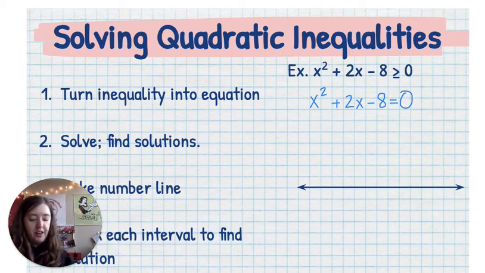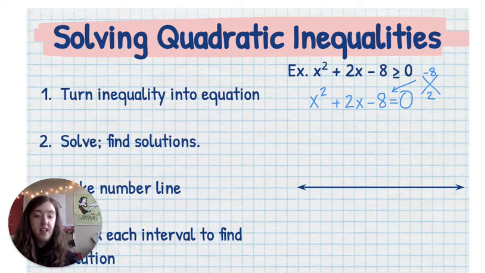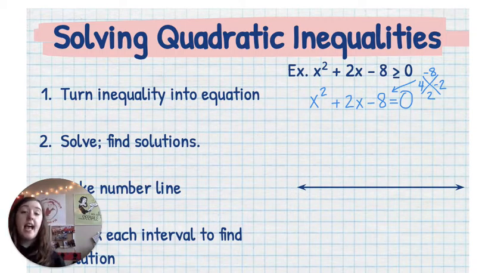So remember, we're looking for two numbers that multiply to negative 8 and add to positive 2. So that's going to be positive 4 and negative 2. Now, since a is 1, we know that we can just go ahead and factor it down to x plus 4, x minus 2. But you can also split the middle term if you'd like.